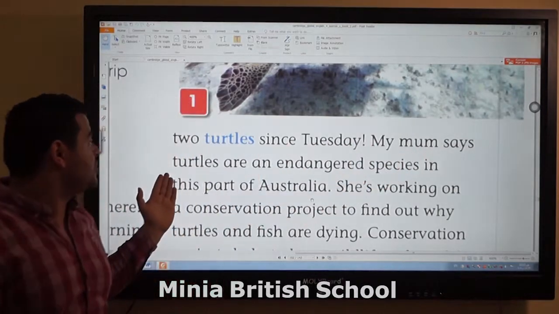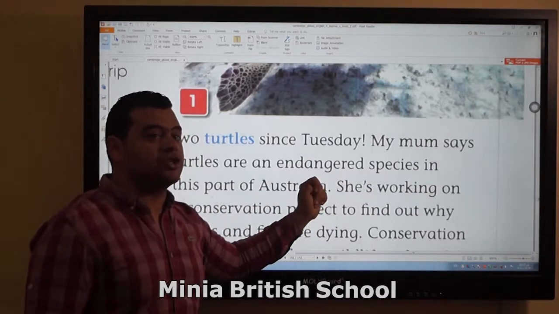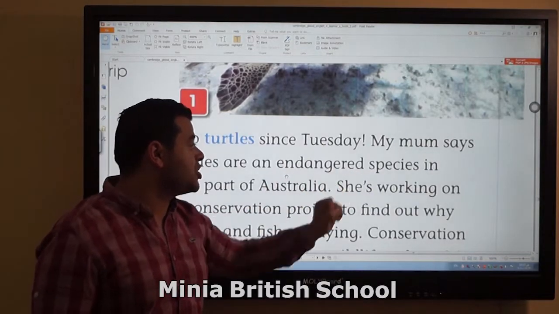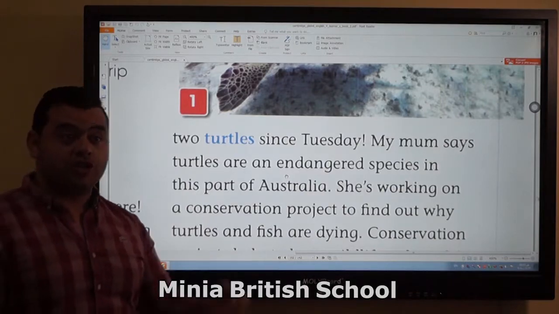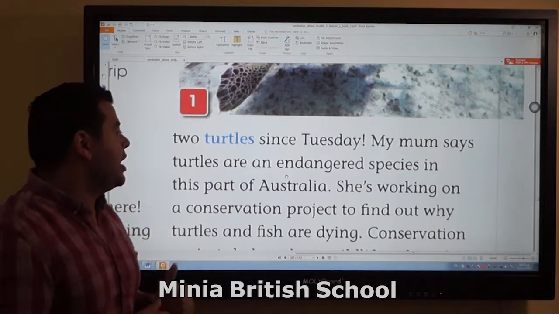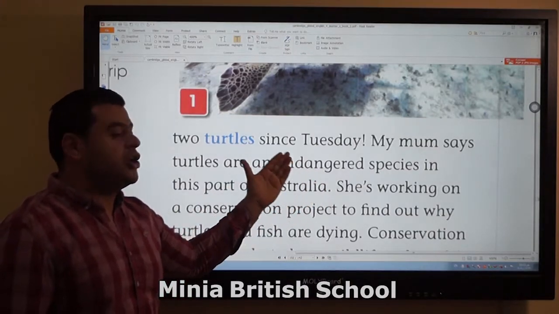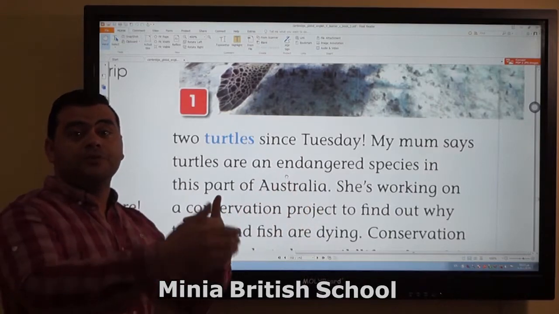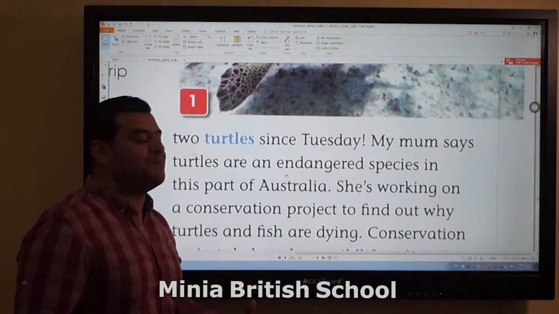My mom says turtles are an endangered species. Endangered species. We talked yesterday about endangered species. What does it mean? Excellent. Endangered species means the number of these species is very few, and they can't produce new babies, so that they get fewer and fewer.